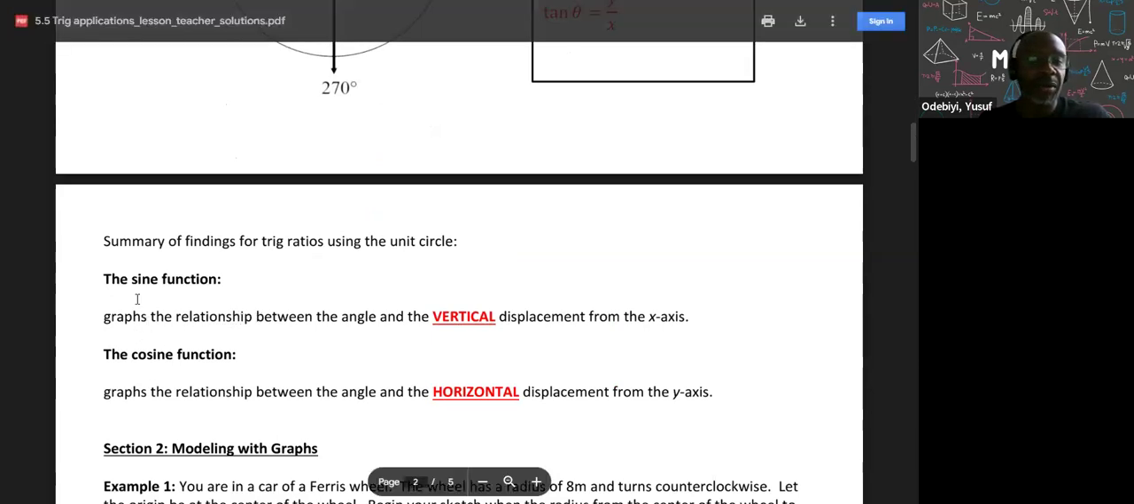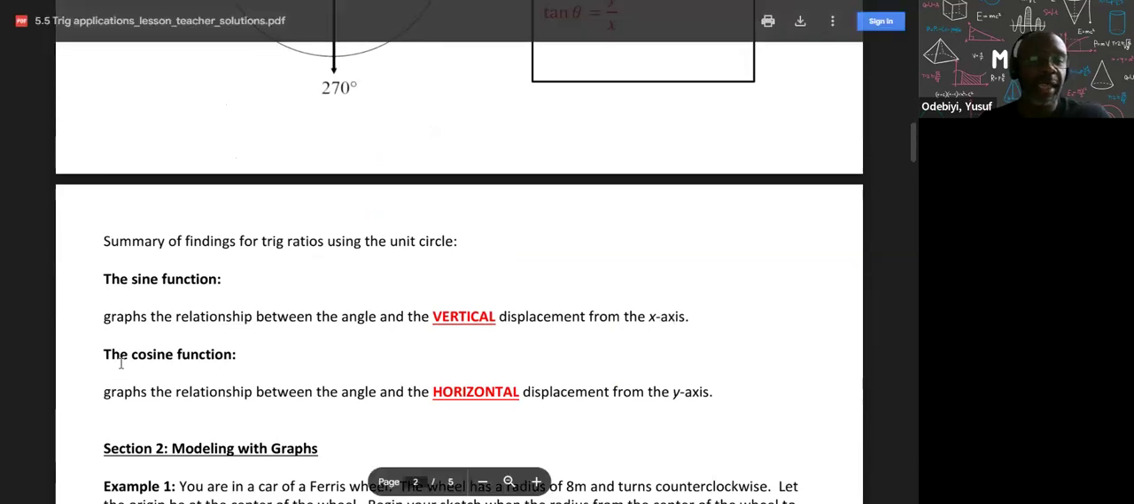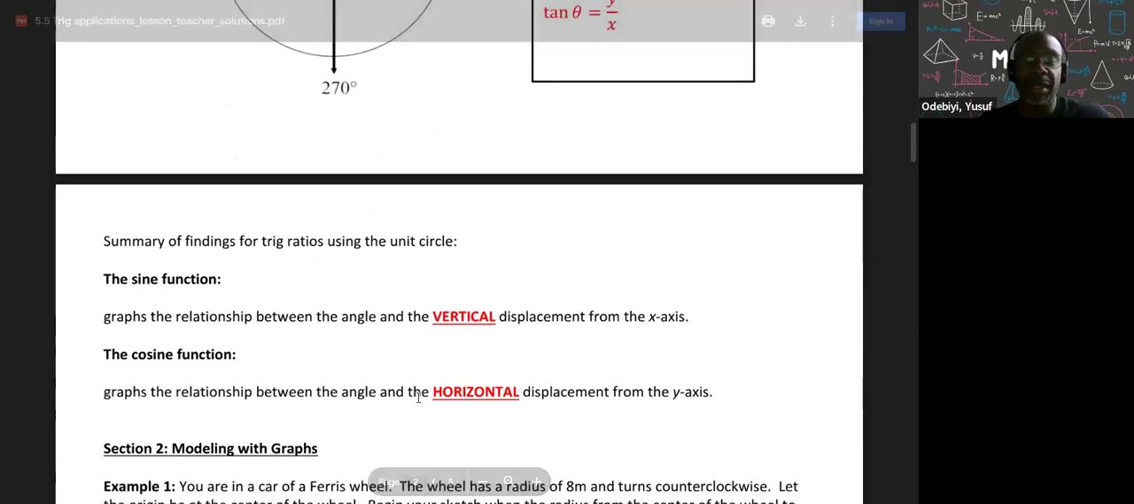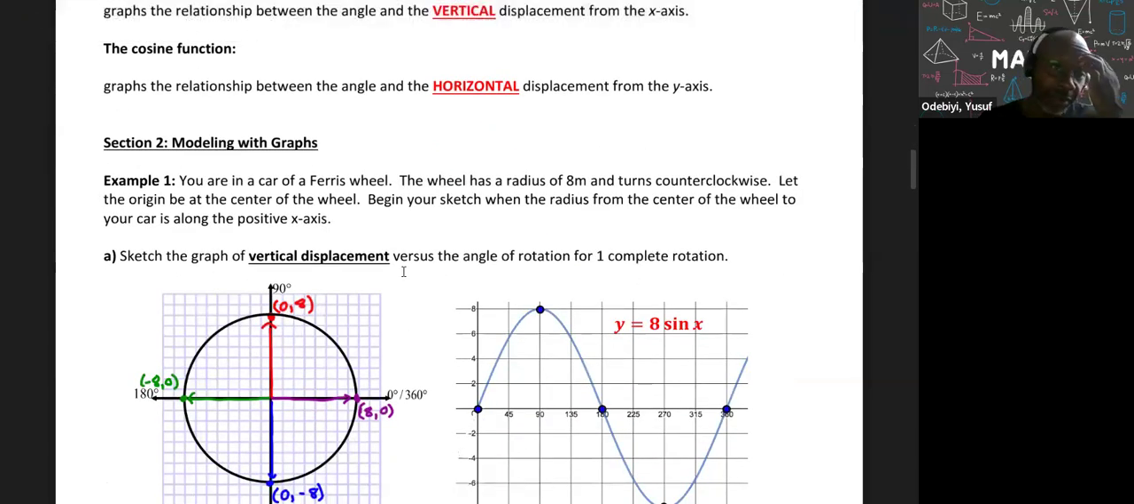Okay, so the sine function graphs the relationship between the angle and the vertical displacement from the x. The cosine function graphs the relationship between the angle and the horizontal displacement from the y. Okay, so let's look at an example.